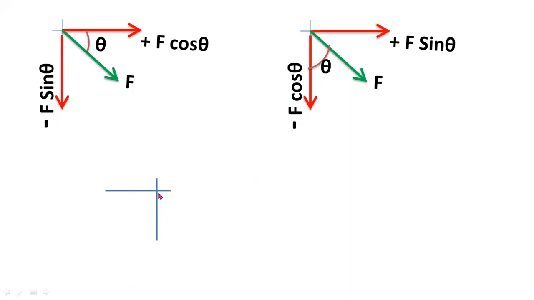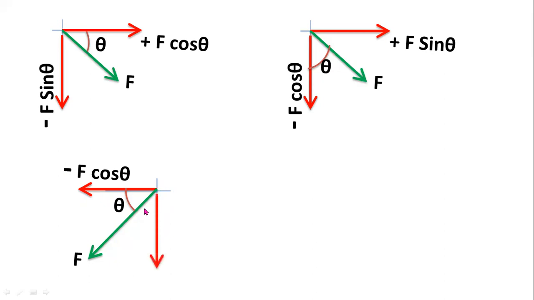Now this force is lying in third quadrant. Then how to convert this force? Here this force F is making angle theta with respect to the x-axis. Then you have to draw a horizontal line for horizontal force. This horizontal force having magnitude F cos theta, negative sign for left side direction. Okay, for left side direction, you have to consider negative sign.